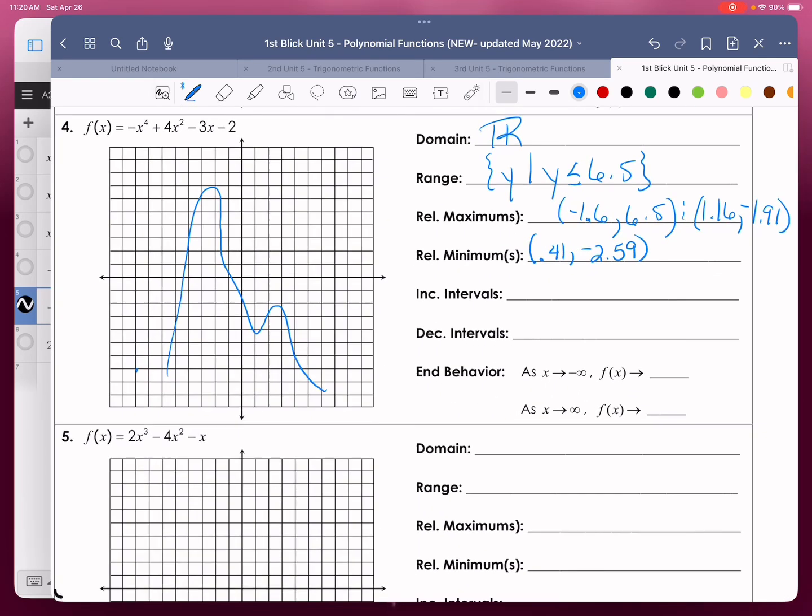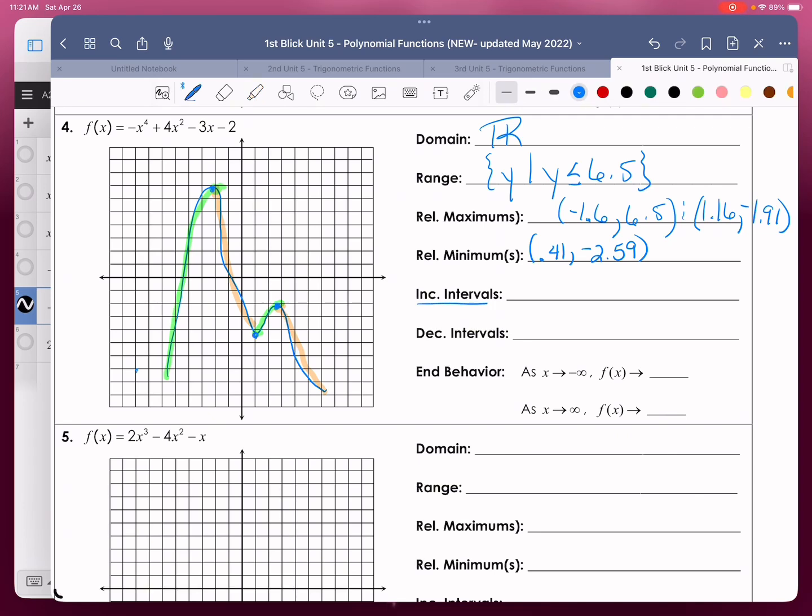Okay, when we look at our graph, our increasing and decreasing, so let's see what we've got. Where is it increasing? Well, it increases from here to here, and then it increases from here to here. And where does it decrease? Well, it decreases from here to here and here to here. So we're going to have 2 intervals for each thing.